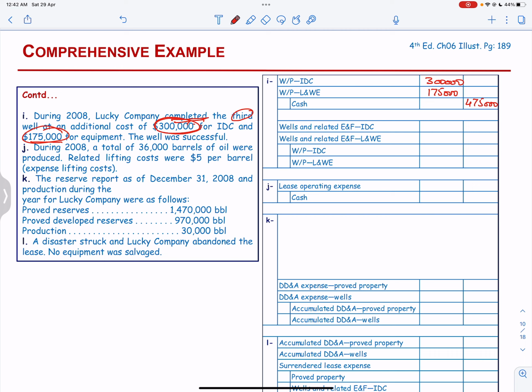Now the well was successful, and when the well is successful, then the wells in progress for intangible drilling cost and lease and well equipment will be reclassified as wells and related equipment and facilities, and so this is going to be debit. Now before we do that, we have to look into the balances for wells in progress for intangible drilling cost. So let me make a T account for intangible drilling cost as well as lease and well equipment.